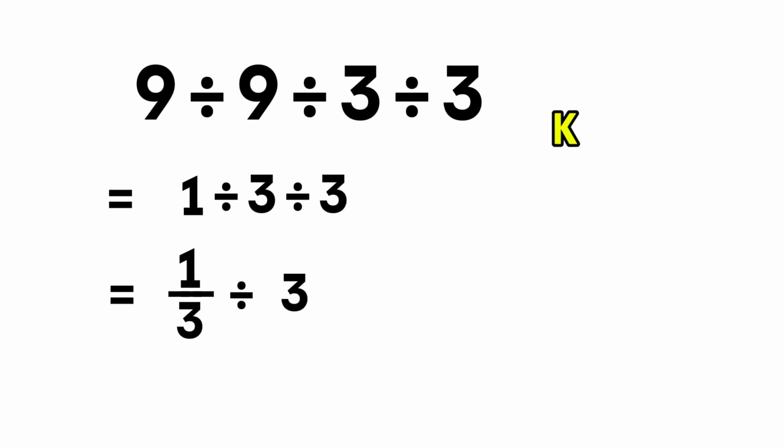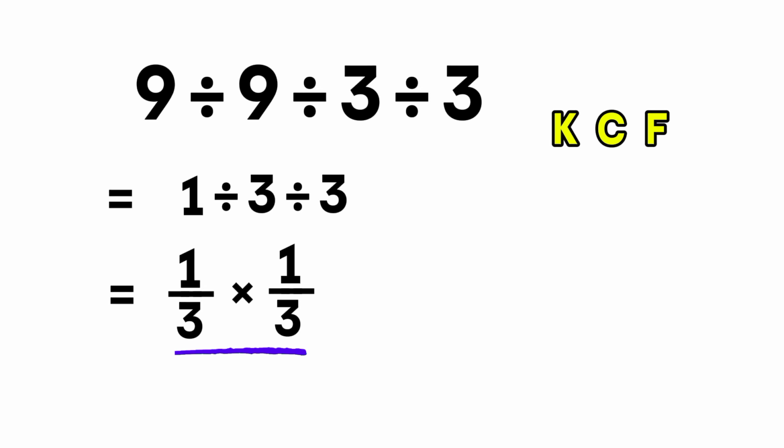So we use the KCF rule. K for keep, C for change, F for flip. We keep the first fraction, 1 over 3. We change division to multiplication, and we flip the number 3 into 1 over 3. Now the expression is 1 over 3 multiplied by 1 over 3.